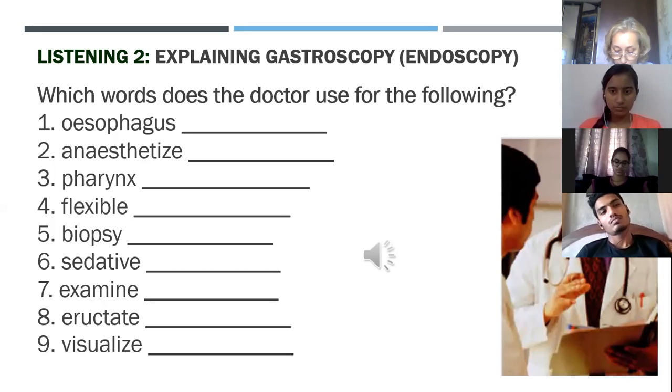We're also going to blow some air into your stomach to help us see a bit better, so you will feel a bit full and possibly want to belch. It sounds a bit scary. I agree, it can be.